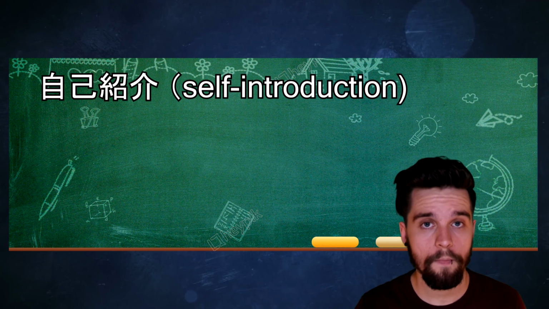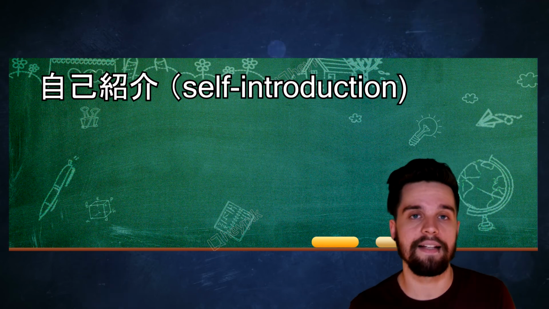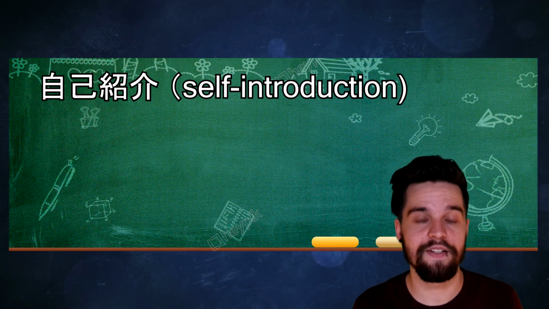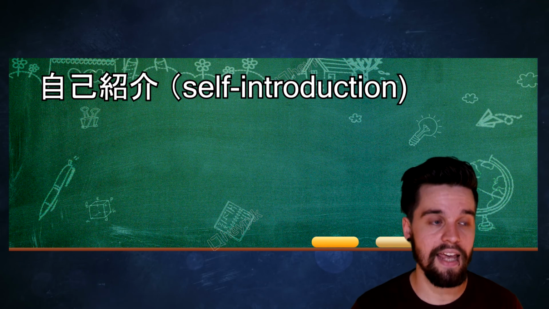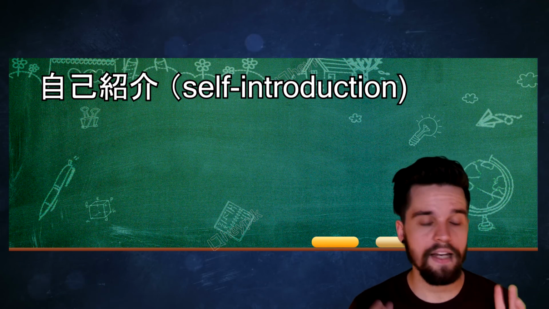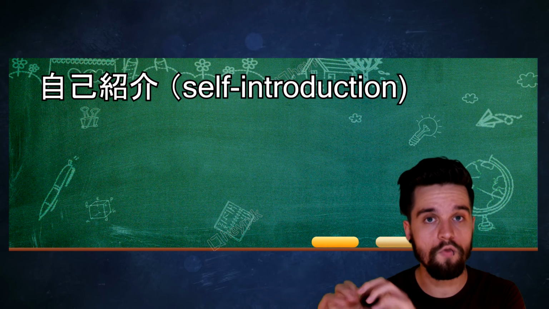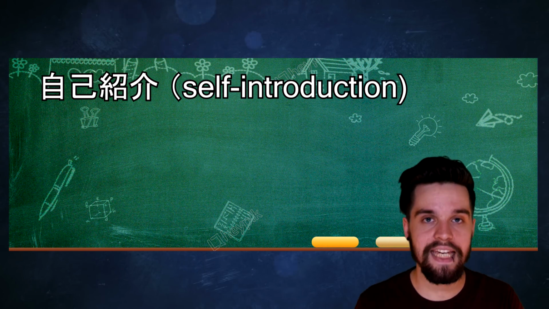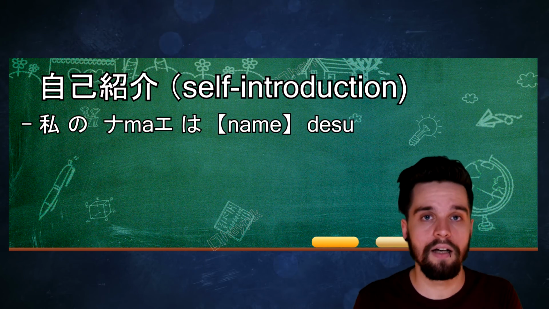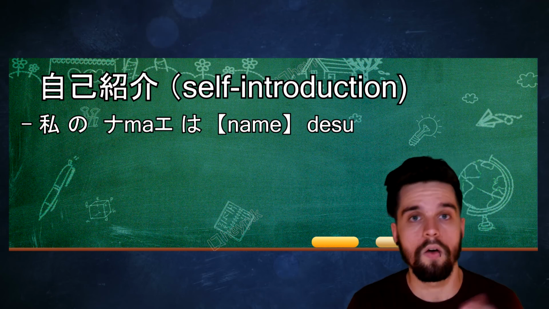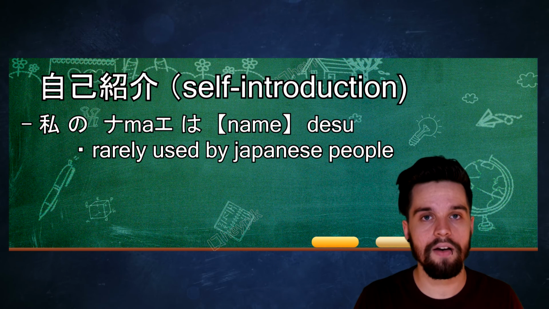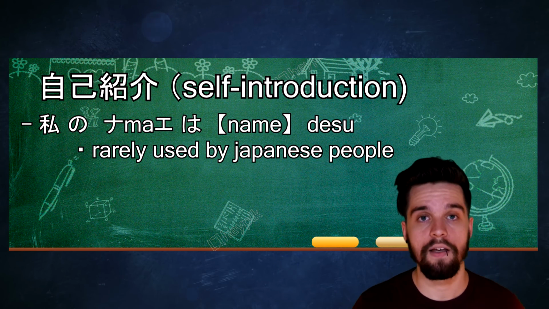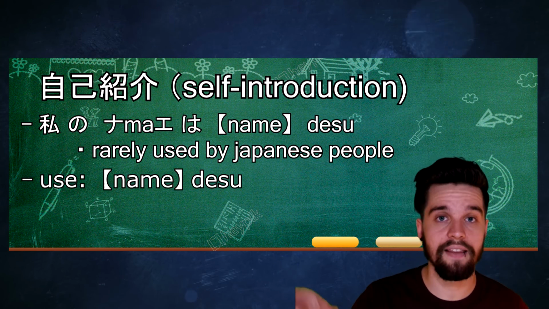Jiko shokai. This is a concept known as self-introduction. When you make a self-introduction, what is usually the first thing you say? Your name. A sentence that you will see everywhere in any textbook or in any internet forum where beginners are writing their self-introductions is Watashi no namae wa blah blah blah desu. Watashi no namae wa is not a good sentence. It is very rarely used by Japanese people. It's much easier to just say your name and then desu at the end.